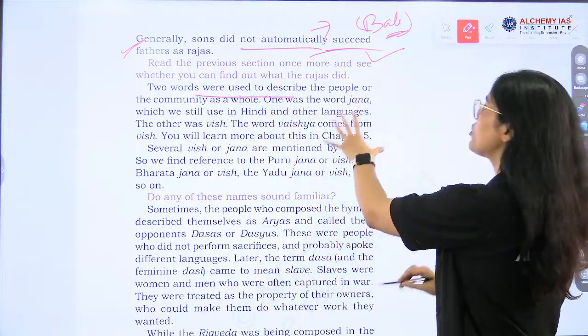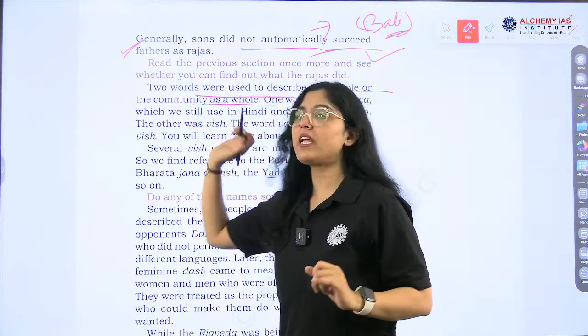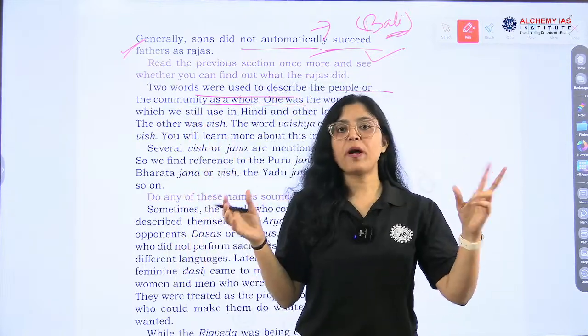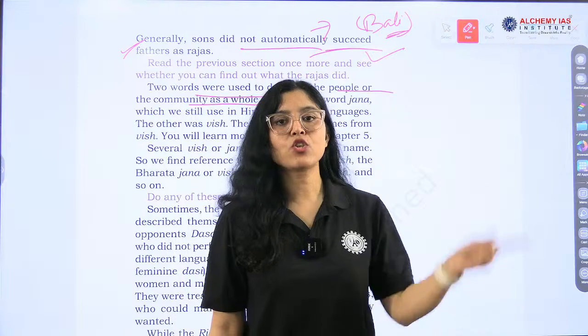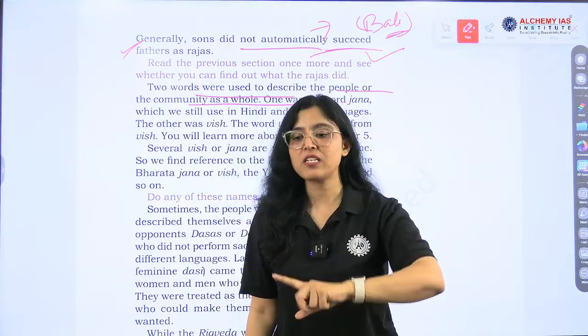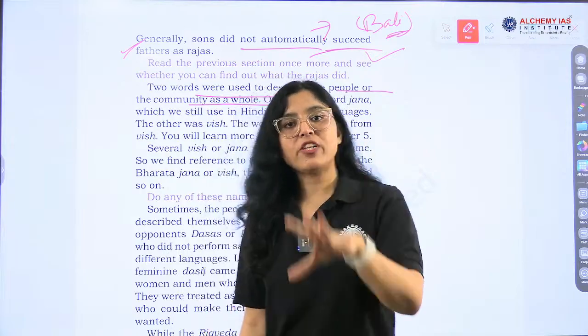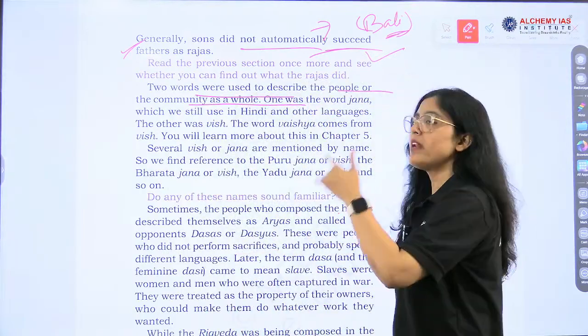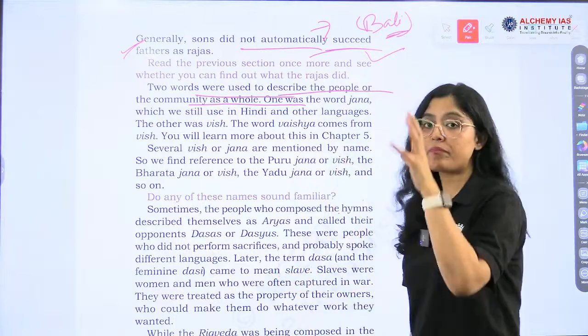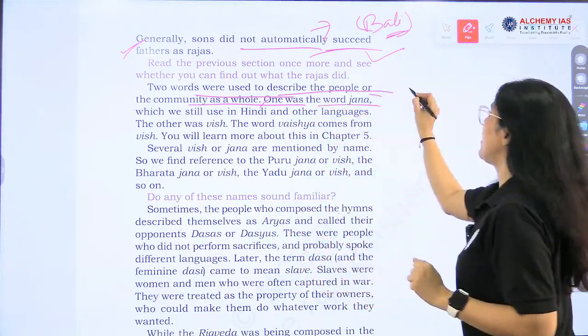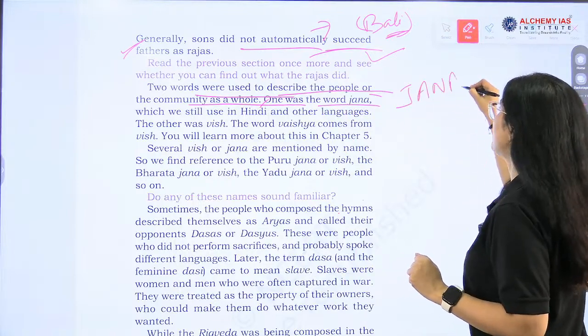Next, two words were used to describe the people or community as a whole. Now, we know about the administration part that two groups were there. One was priest, who was performing the sacrifices. Second is Raja, who is giving protection to people and waging war for the people, right? Now, for people, what are the two words? One word was Jana, very important, Jana.